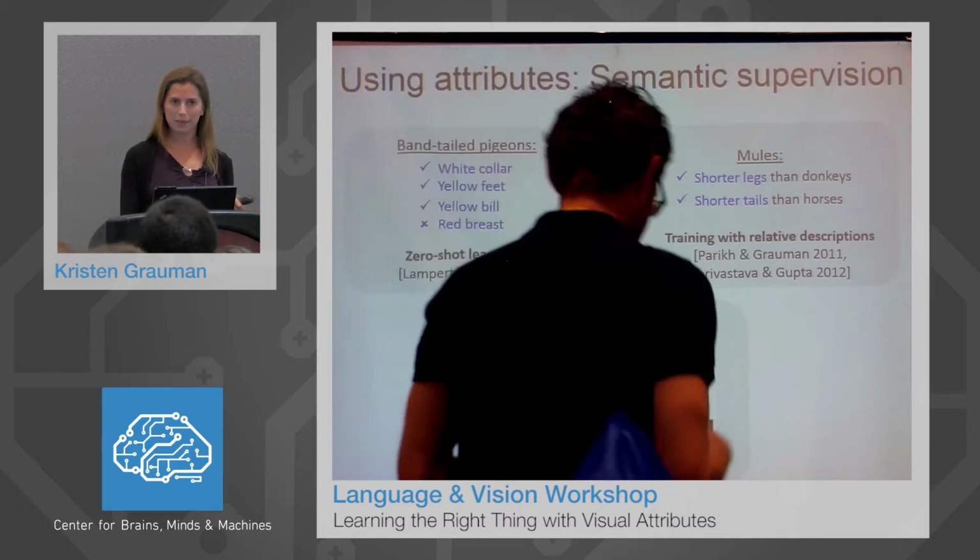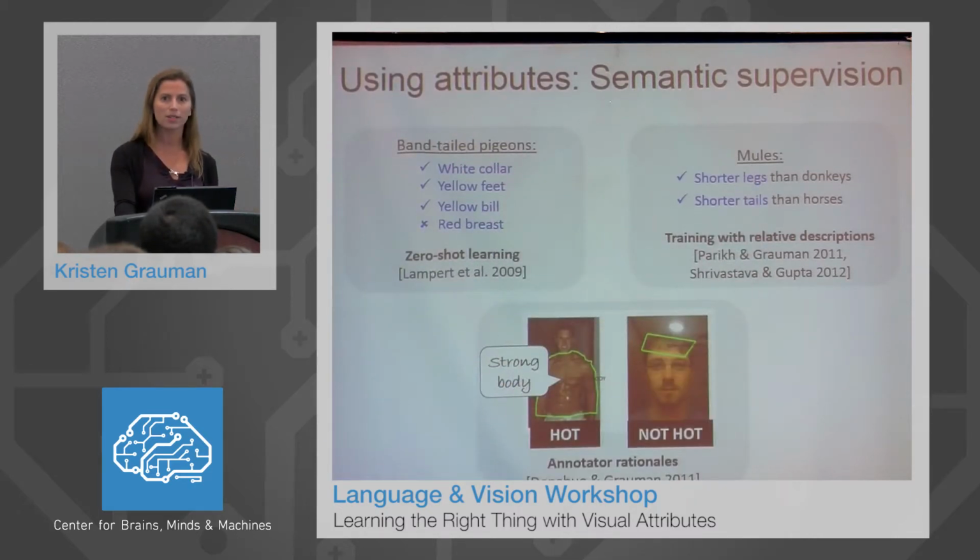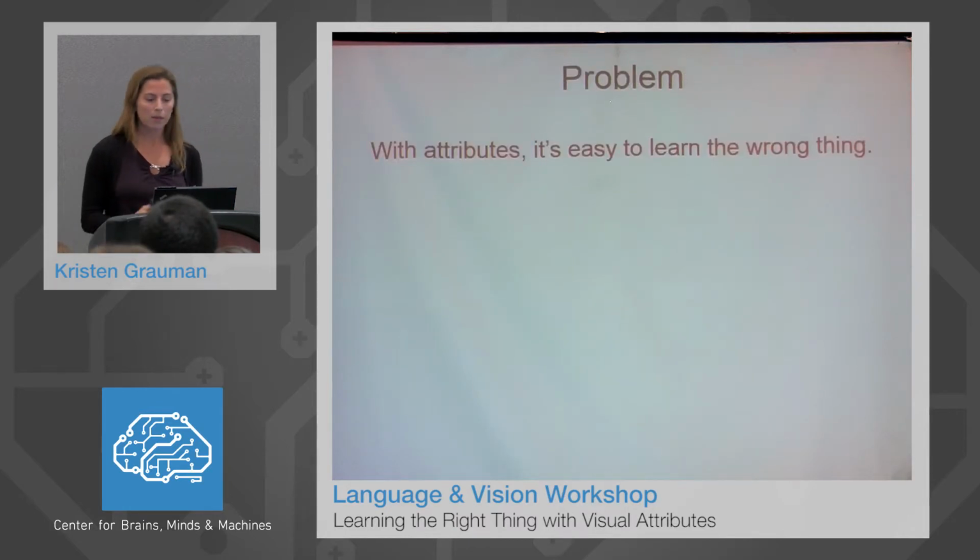Okay, so for all these examples I've given you, the thing I want you to notice is how important it is that when I say an attribute name, the system understands the visual content that I associate with that name. Now, it's very important to get that association right. Problem is, with attributes, it's easy to learn the wrong thing. And in fact, I would claim it's easier to learn the wrong thing with attributes than it is with object categories. And why is that?